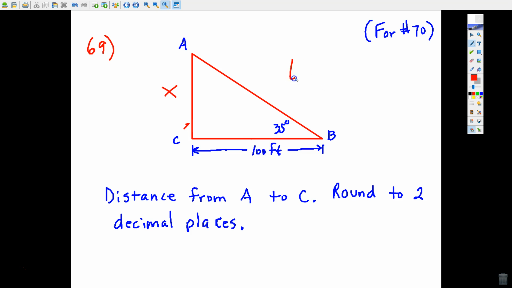Tangent, okay? So tangent, and then the angle measurement there is 35 degrees, is equal to the opposite side over the adjacent side. Oh, and by the way, since we just left a problem where we changed to radians, since we're dealing now in degrees, we want to make sure we change our calculator back to degrees.